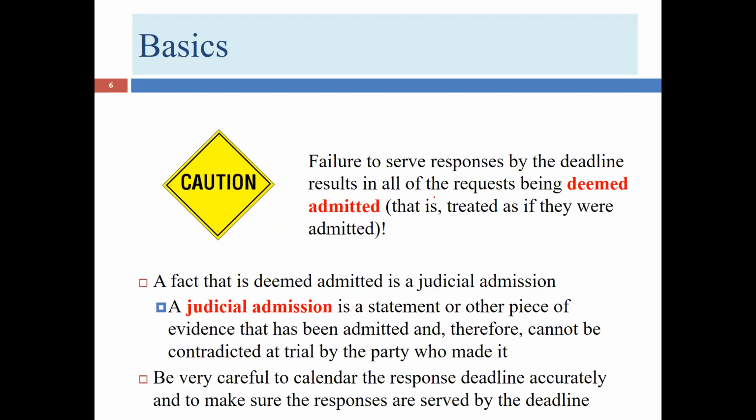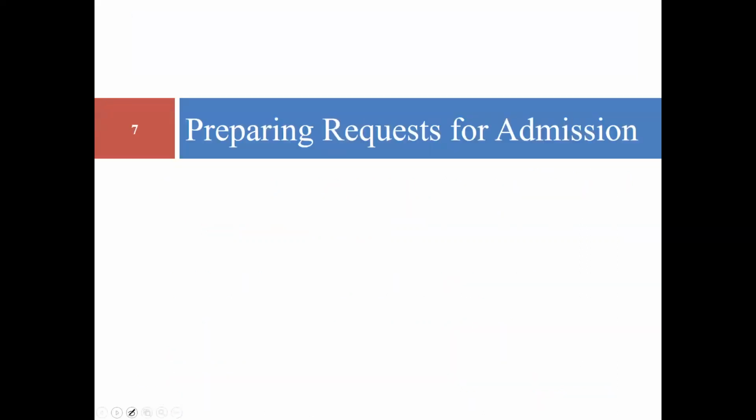And of course, if you miss the deadline and accidentally fail to deny something that you otherwise would, we call this a judicial admission. And what is a judicial admission? Well, it's a statement that has been admitted and it cannot be contradicted later on. So obviously, be careful about those dates. Really important in this context.